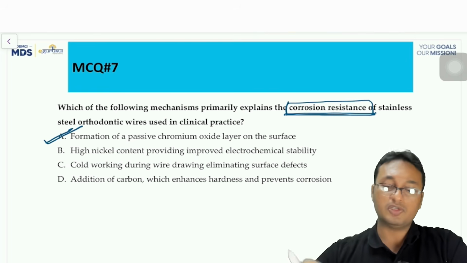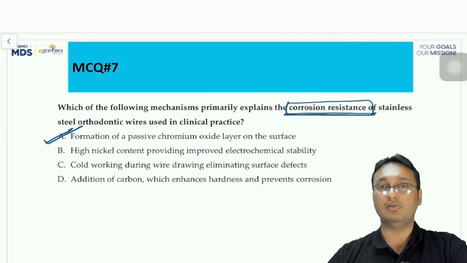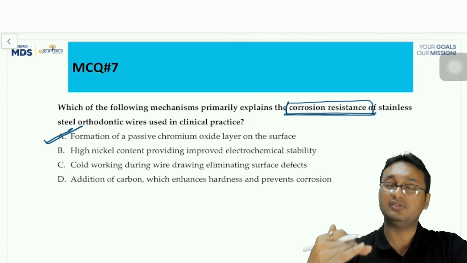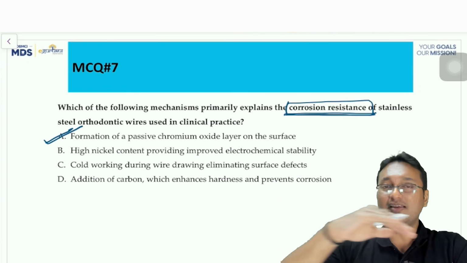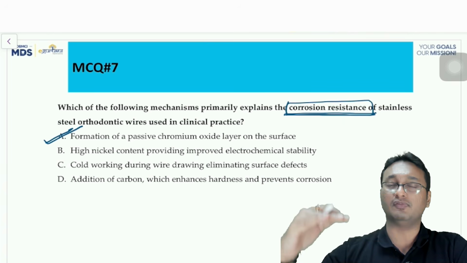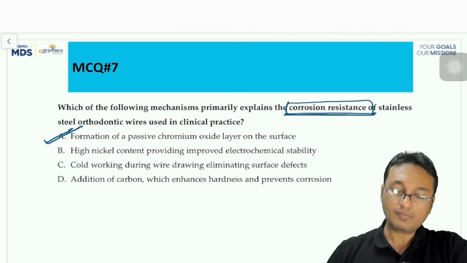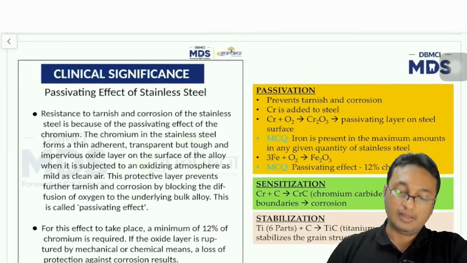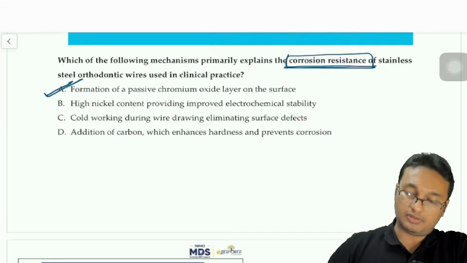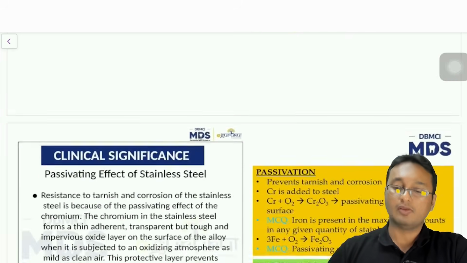There's always a formation of a passive chromium oxide layer on the surface which protects the underlying layers from oxidation by atmospheric oxygen. So that creates a layer of chromium oxide on the topmost surface of the substance, right? And it is protective in nature. That's the basic mechanism of corrosion resistance of stainless steel orthodontic wires. Now, that effect is known as passivation. Okay, what is passivation?